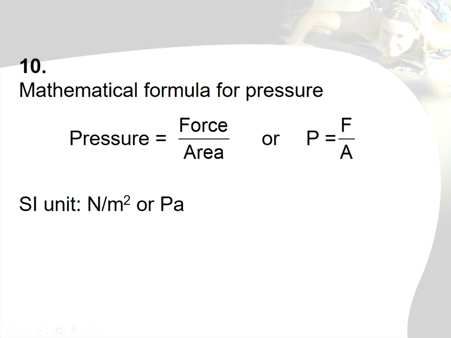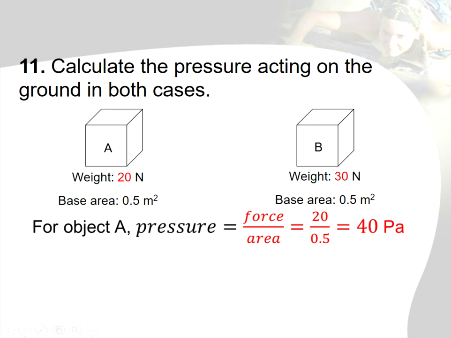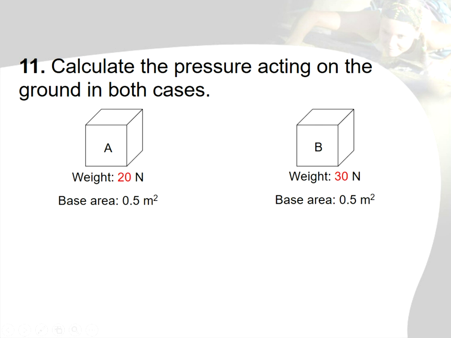Okay so far? Then we get on to calculation already. For question 11, calculate the pressure acting on the ground in both cases. So you see, we have two boxes over here, A and B. Looking at the size, do they look the same size? The amount of space they occupy, they look the same, right?